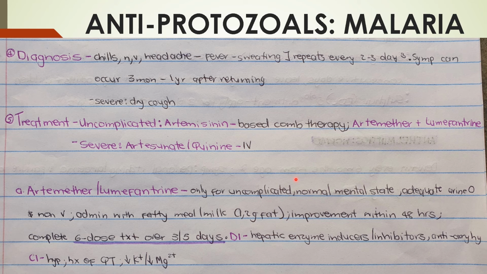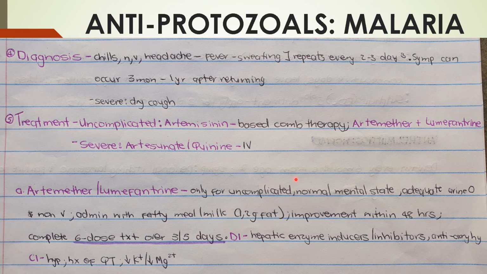malaria, and you've got a normal mental state. That means you have no side effects. There's adequate urine output, so that means you don't have any kidney failure or kidney damage. And if there's no vomiting, it's administered with fatty milk or milk, and then improvement occurs within 48 hours, and you must complete 6 doses over 3 to 5 days.